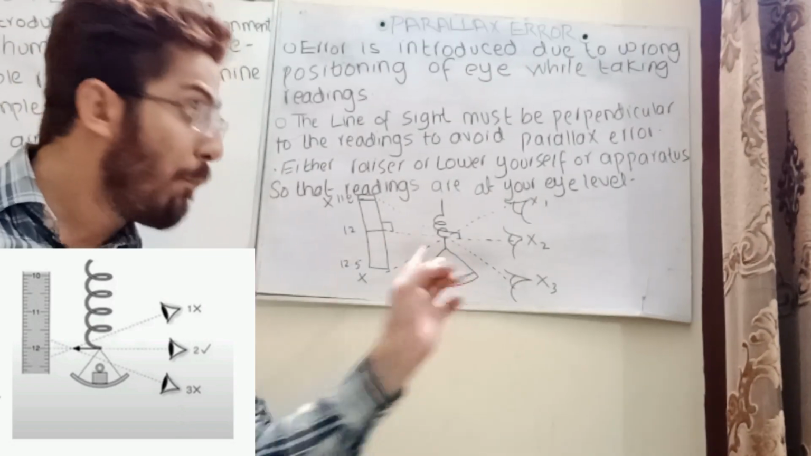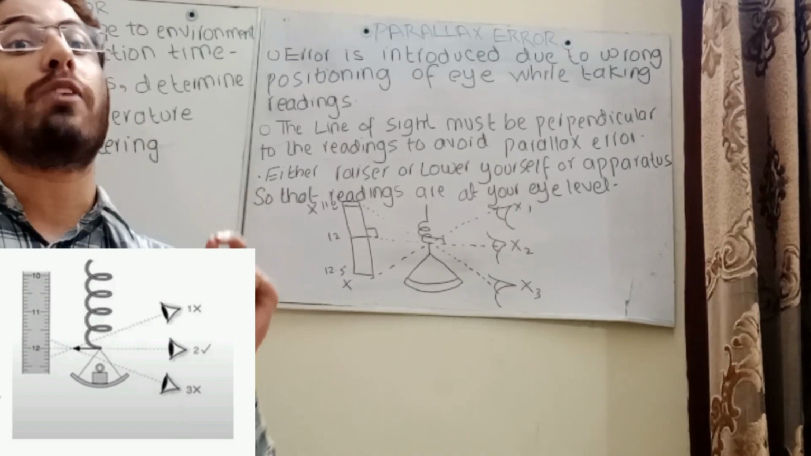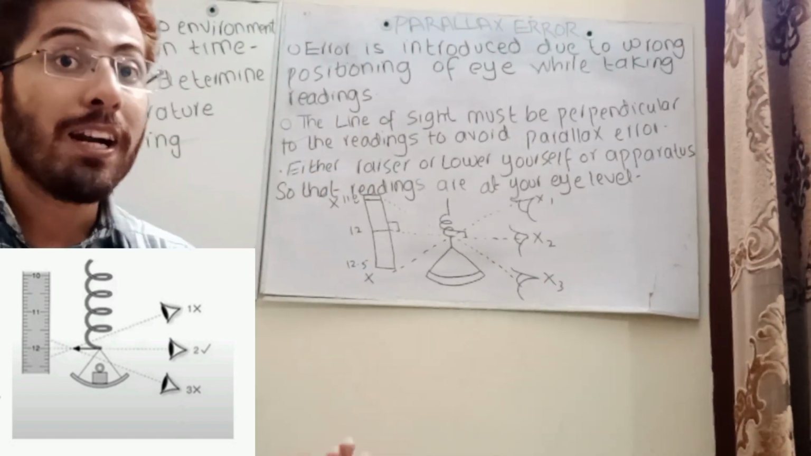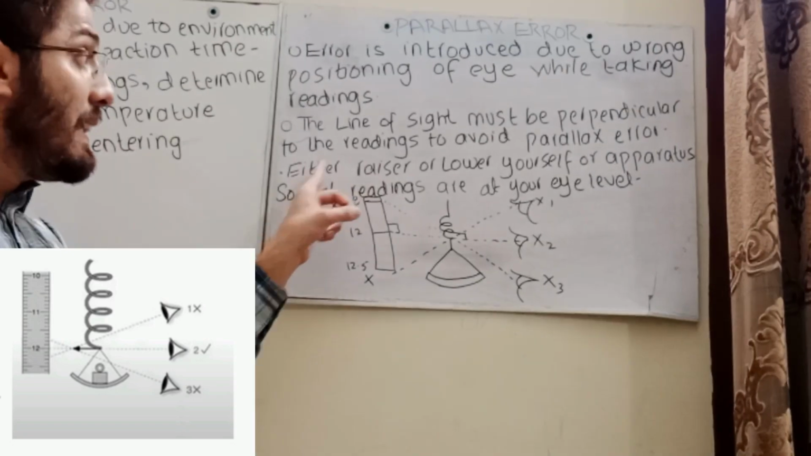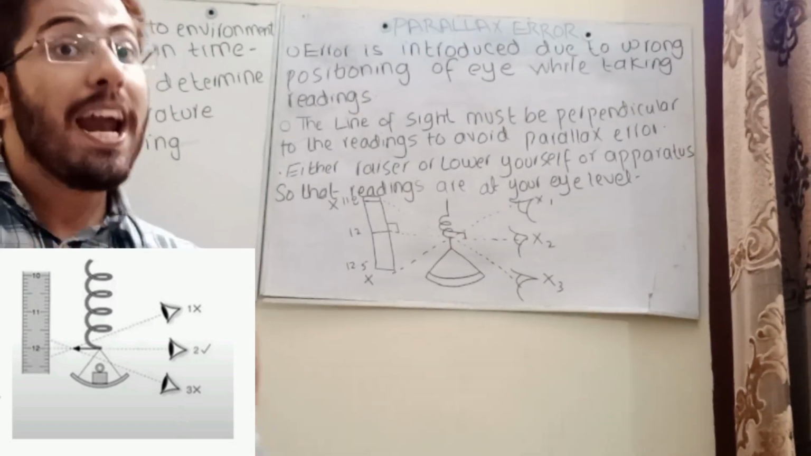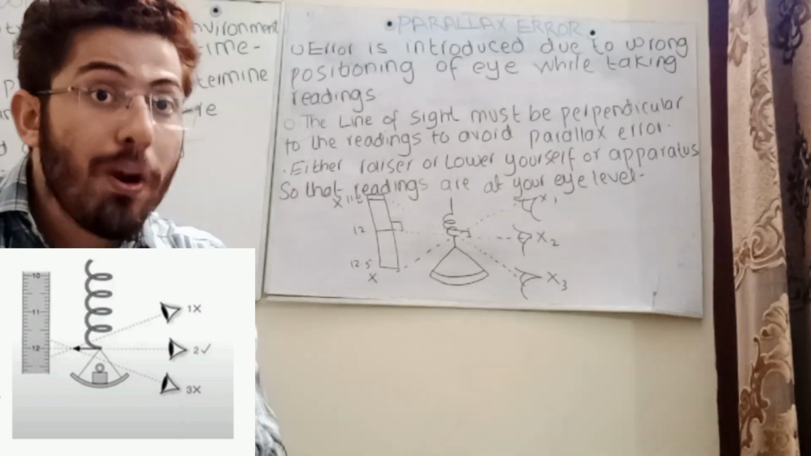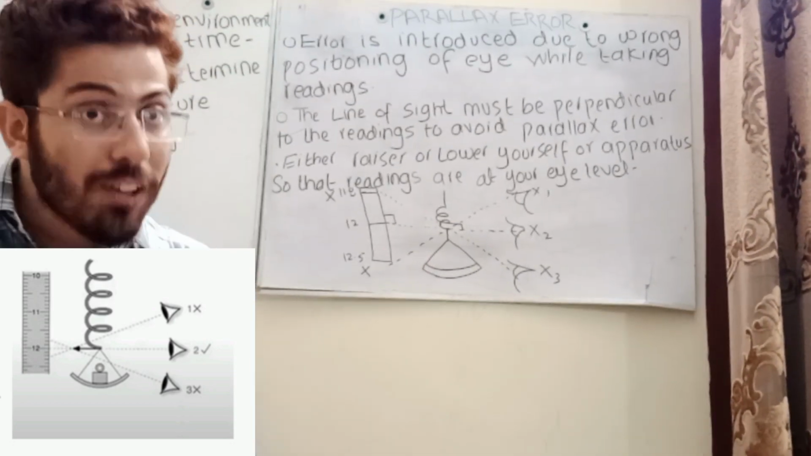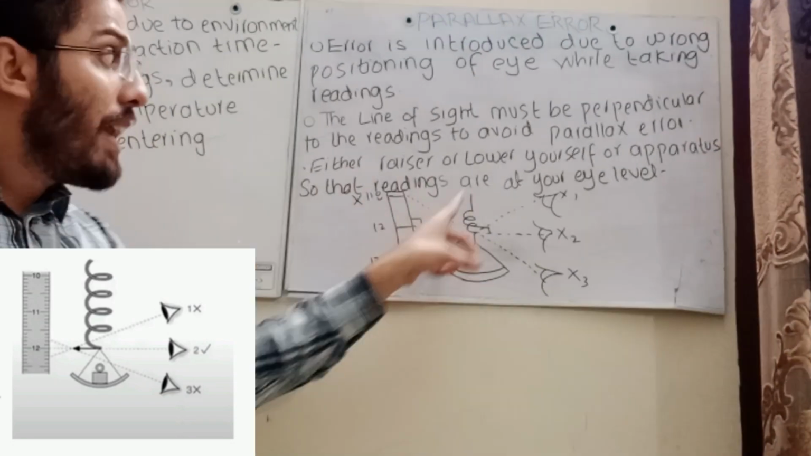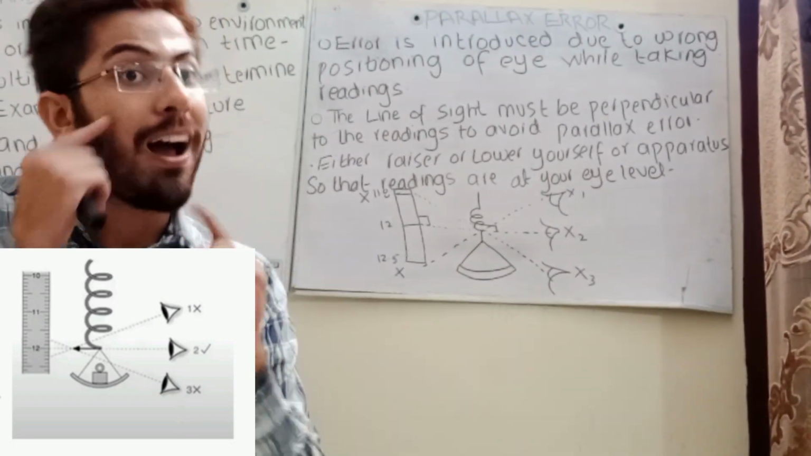Okay, I will also upload the picture where you can see it properly. Now how are you going to avoid this error, student? Either raise or lower yourself or the apparatus. Okay, it depends on you. Either you are going to raise or lower yourself, or you are going to raise your apparatus so that the readings are at your eye level.